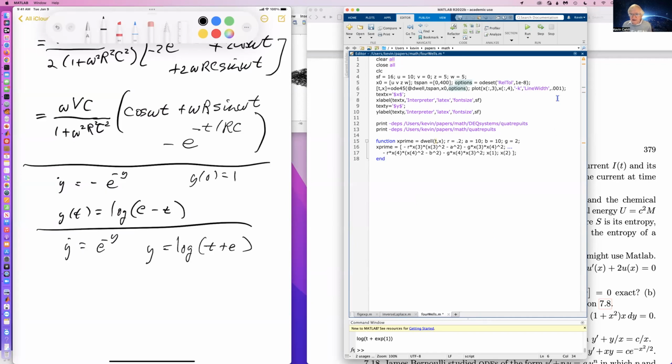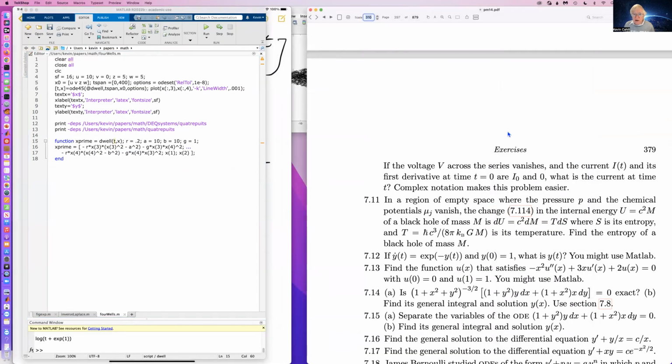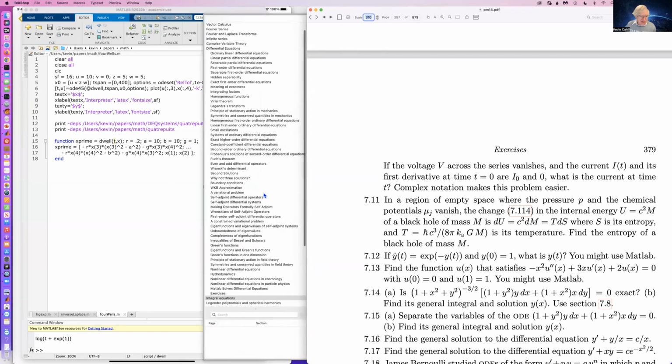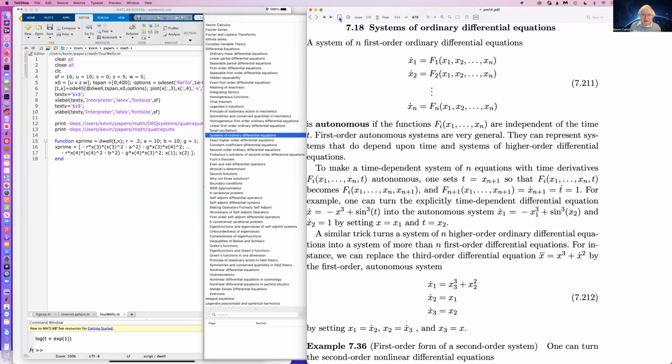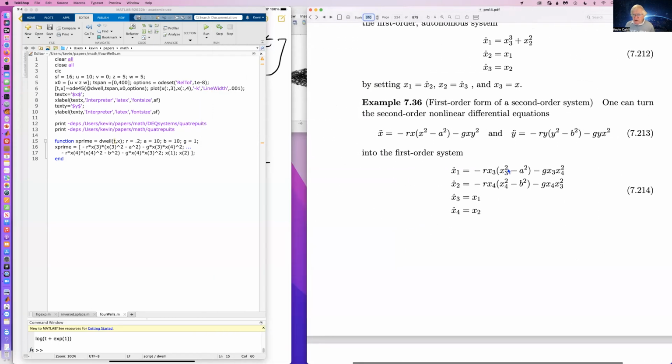All right, here is an example, and this was an example that was in this chapter on differential equations, and it was systems. Remember, we were doing systems of ordinary differential equations. And what I said was, suppose we look at this system.